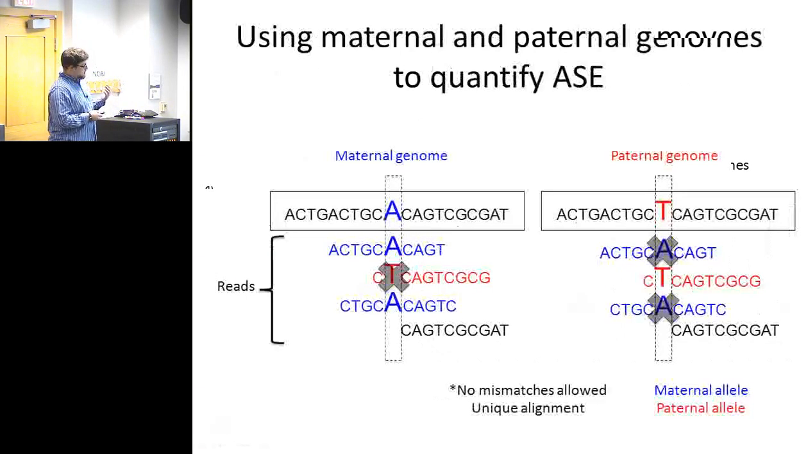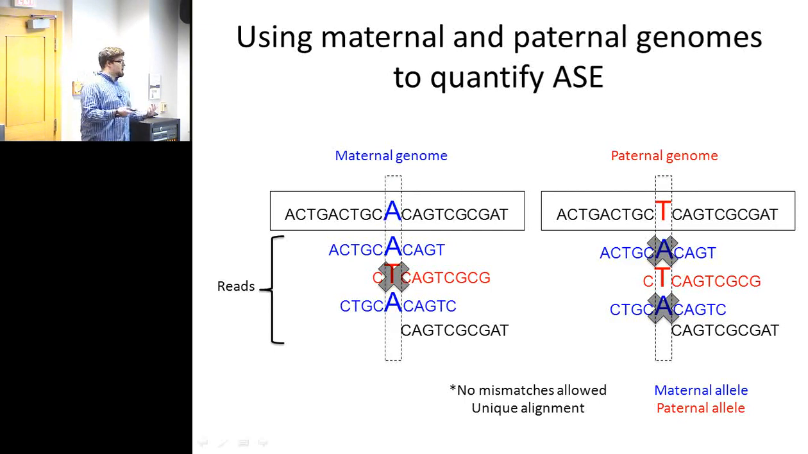So as an alternative strategy, if available, we can also use independent alignments of our sequence reads to both a maternal and a paternal genome. This is actually a strategy used by an allele-specific mapper known as allele-seq. And the way this works is we take each of our sequence reads and independently align them to each of the maternal and paternal genomes.